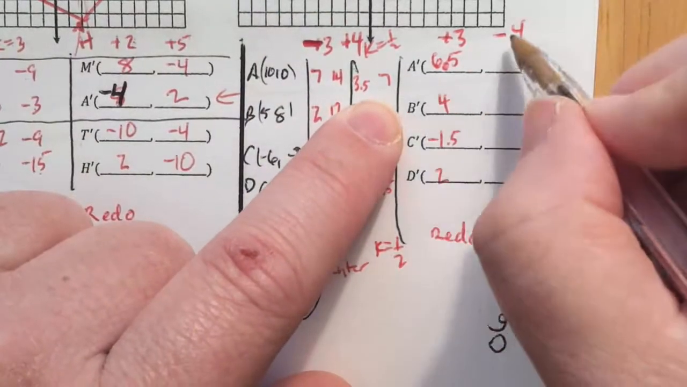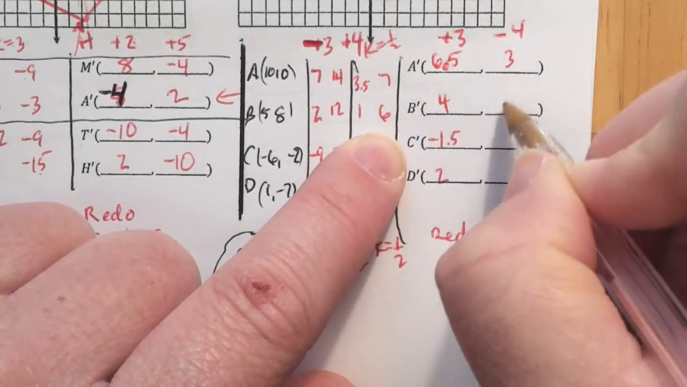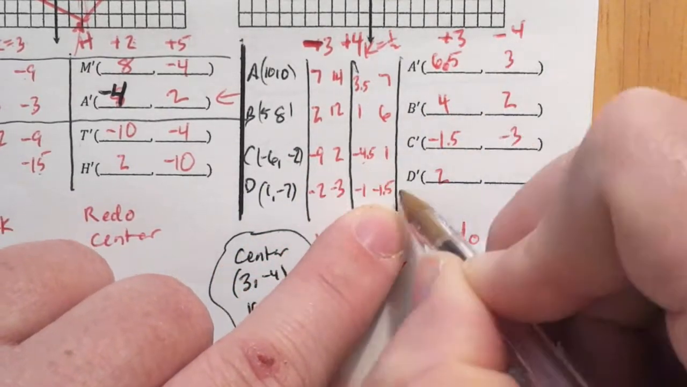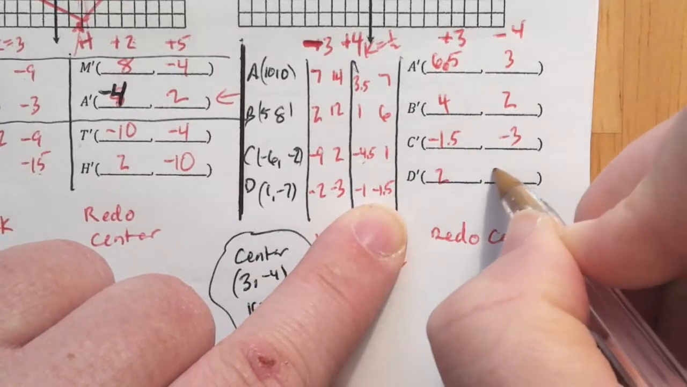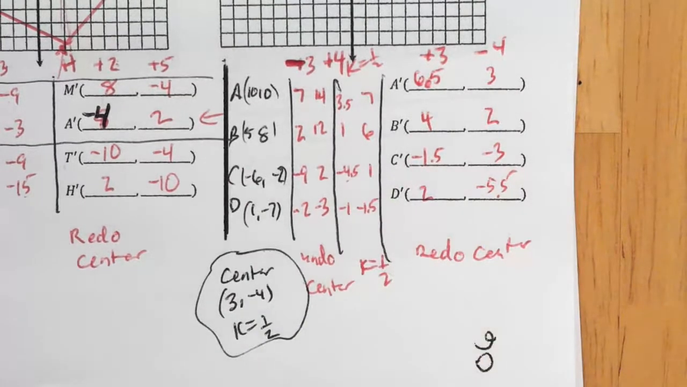All right. Then we're going to take all of our y's. 7 minus 4 is 3. 6 minus 4 is 2. 1 minus 4 is negative 3. And negative 1.5 minus 4 is negative 5.5. So those are your answers.